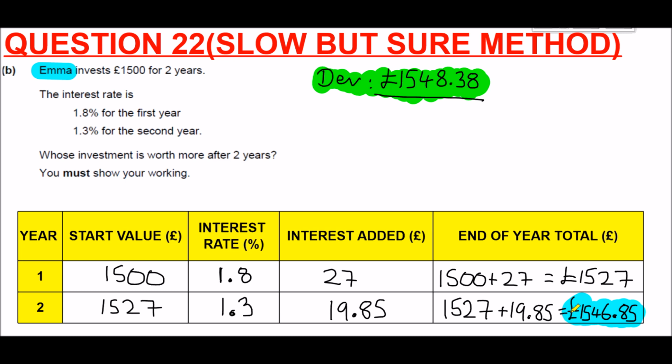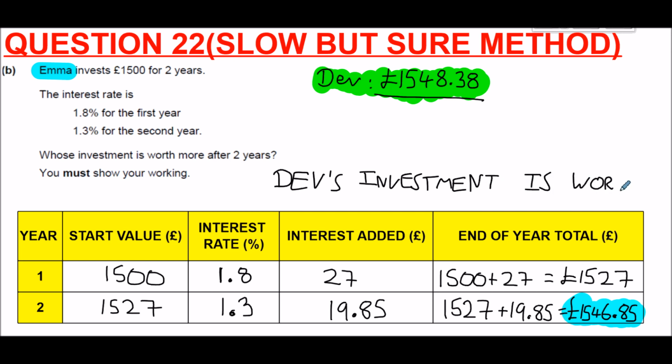And so those two tables would be your working to support your final conclusion that the person whose investment is worth more is Dev's investment. So just conclude by answering the question and just say Dev's investment is worth more, or just put Dev if you want to save some ink.